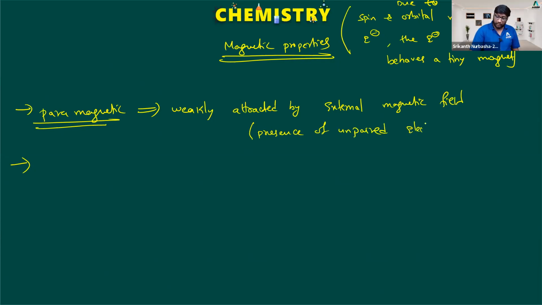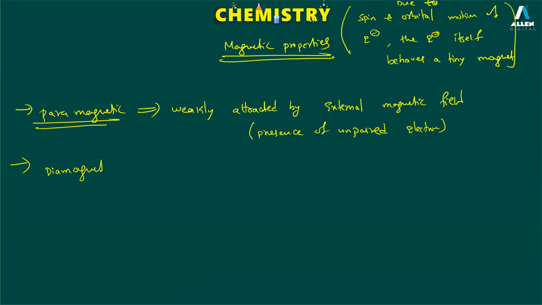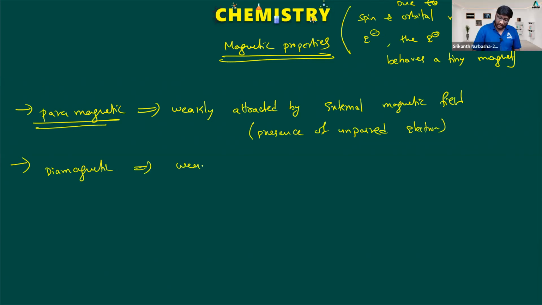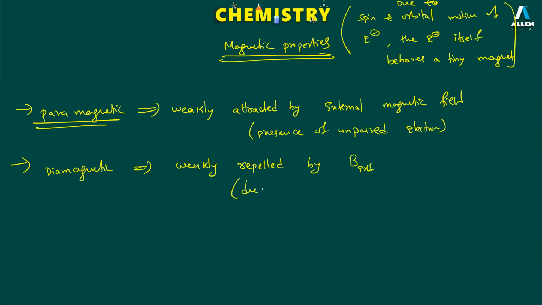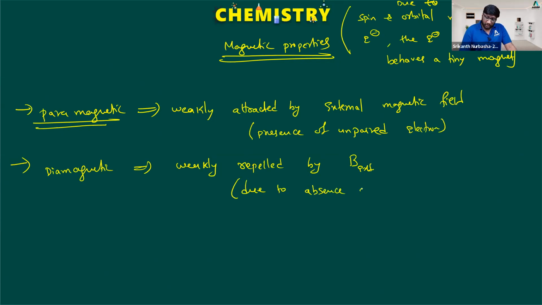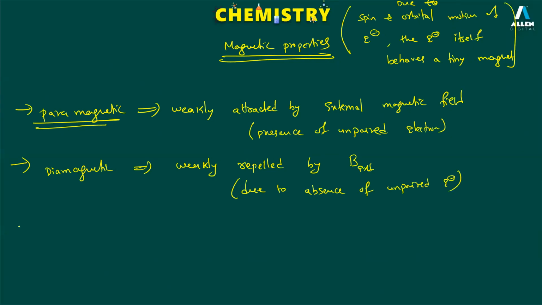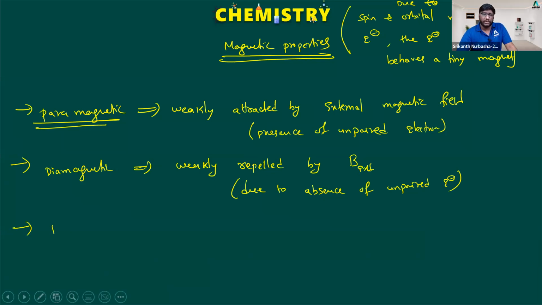What is diamagnetic? Weakly repelled by B external. What is B? Magnetic field. Yes, diamagnetic substances are weakly repelled by the magnetic field due to the absence of unpaired electrons. Ferromagnetic, strongly attracted. Paramagnetic and diamagnetic you can easily compare, just by checking whether an unpaired electron is present or not.